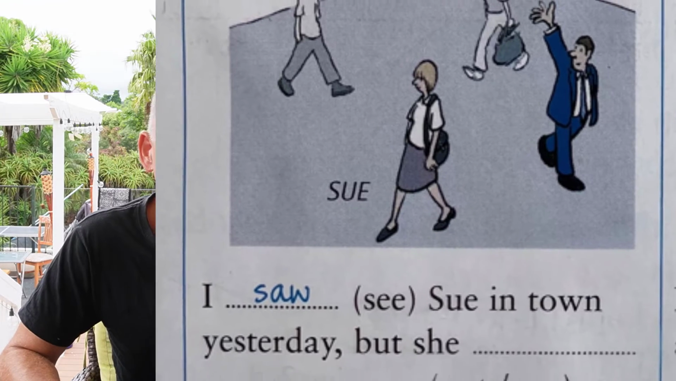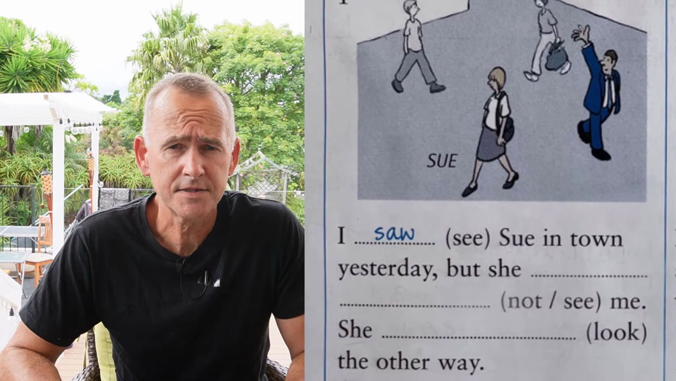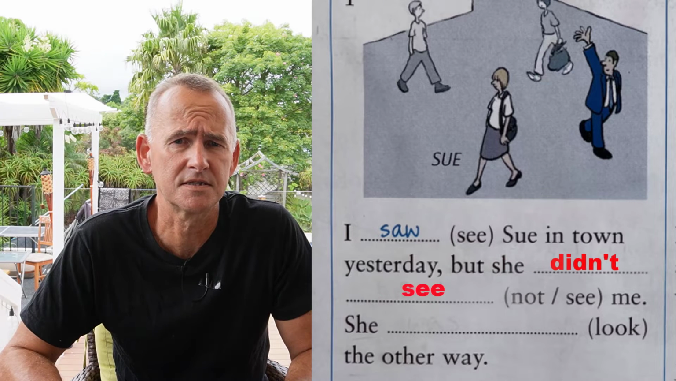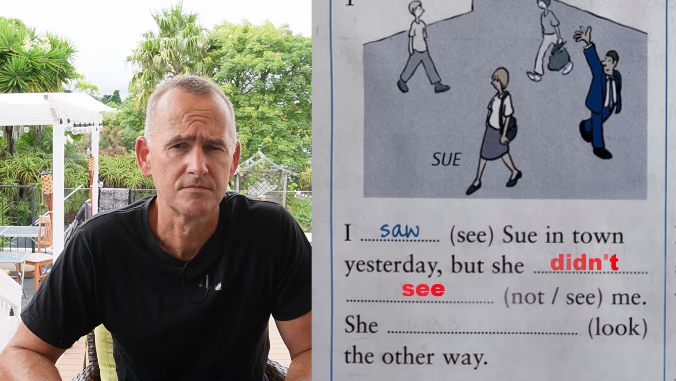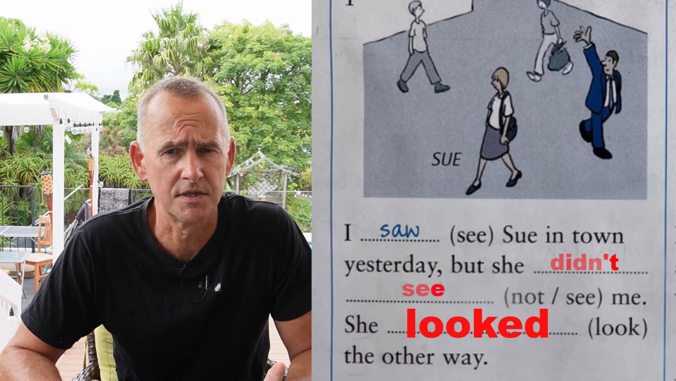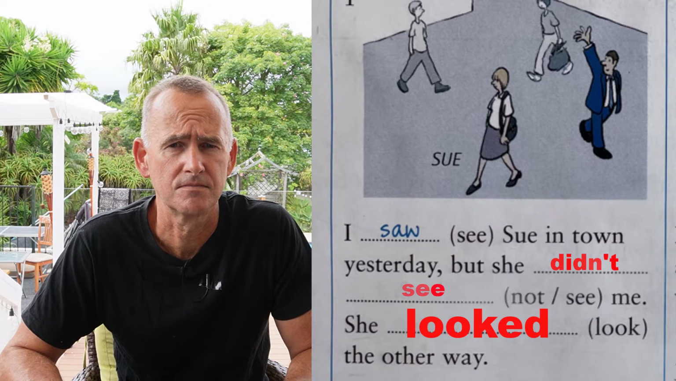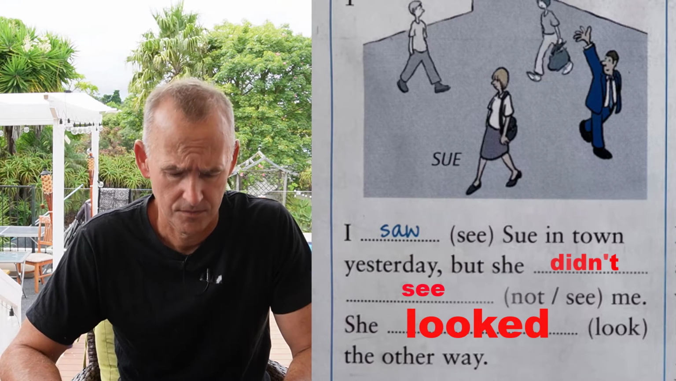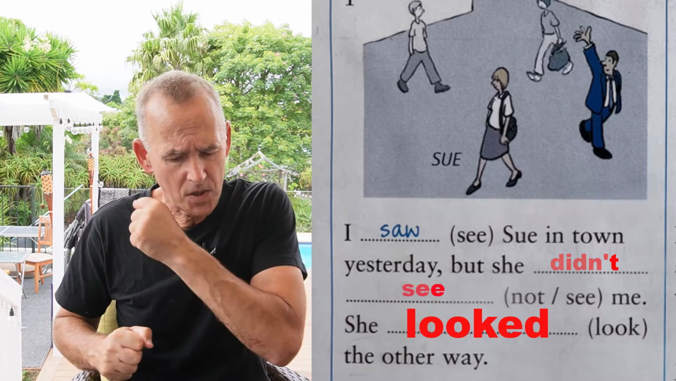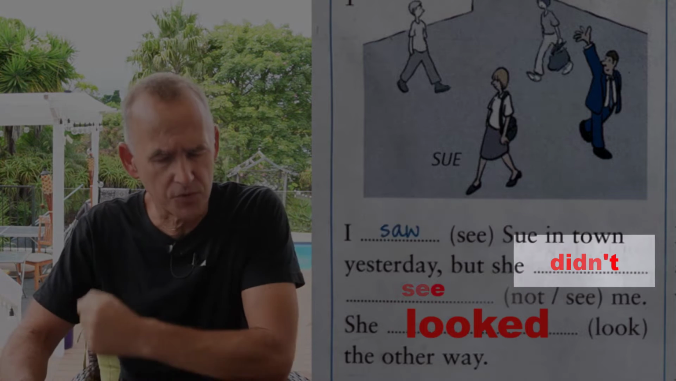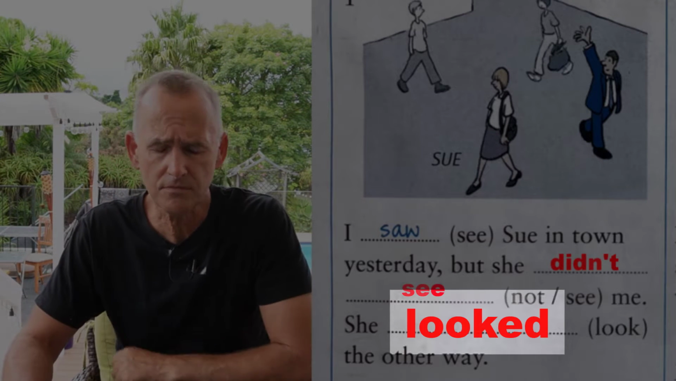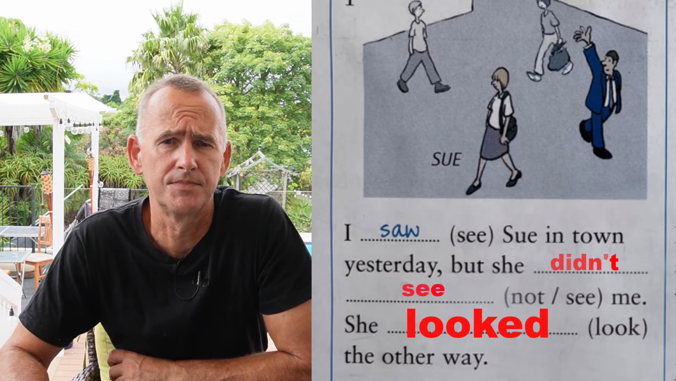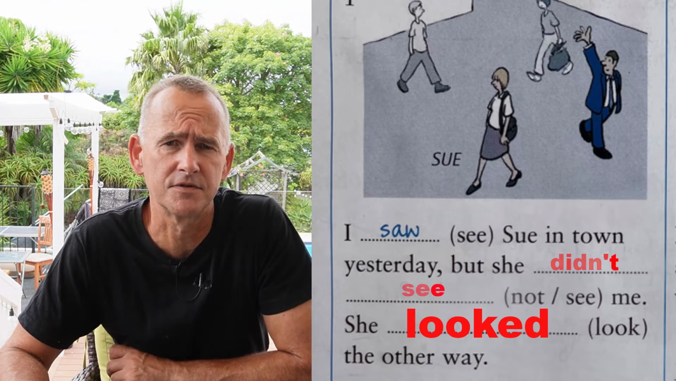Can we say, I saw Sue in town, but she didn't see me. She looked the other way. Can we use past simple? Can we say past simple, past simple, past simple? Yes, we can. And the grammar is perfect, but the meaning is completely different.